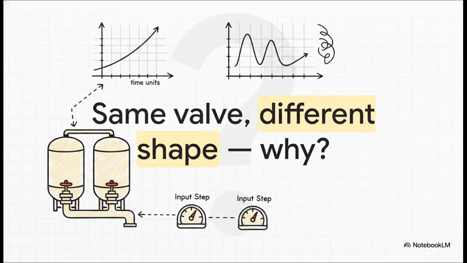So, picture this. You've got two tanks out in your facility, exact same control valve, and you hit them with the exact same step change. But when you pull up the trend, totally different stories. Tank 1 settles beautifully onto its new target in, say, 90 seconds, smooth as glass. Tank 2, it shoots way past the target, swings back down, and bounces around for 5 agonizing minutes before it finally decides to calm down.